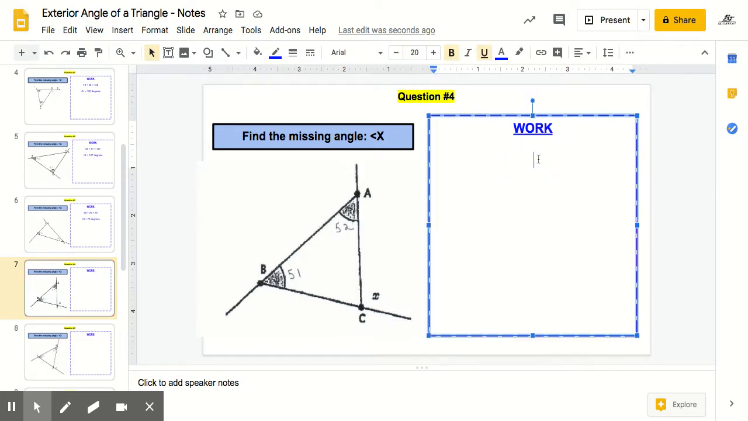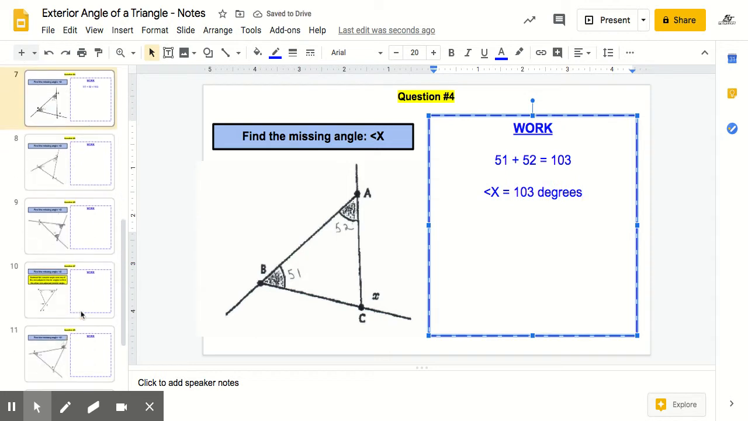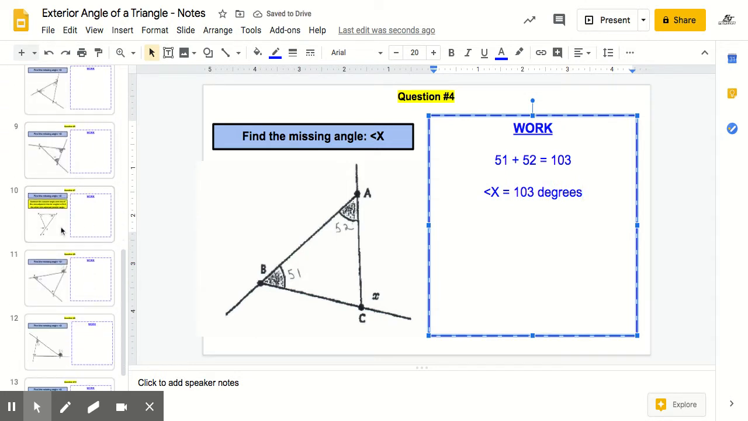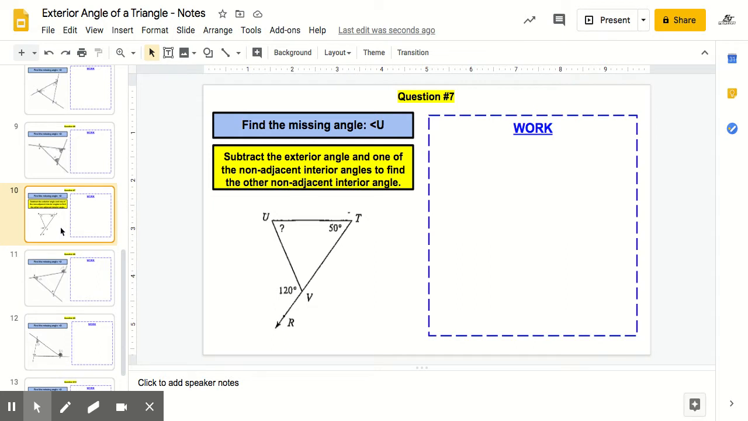I simply need to add the two non-adjacent interior angles together to figure out the measure of that exterior angle. When I do that, I get 103. So I know the measure of angle x is equal to 103 degrees. Okay, the next couple problems are very similar. I'm going to skip down to question 7.